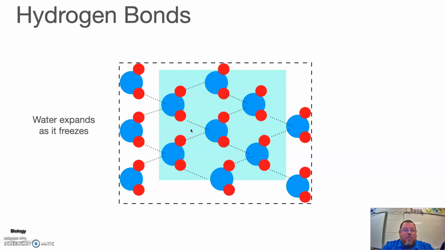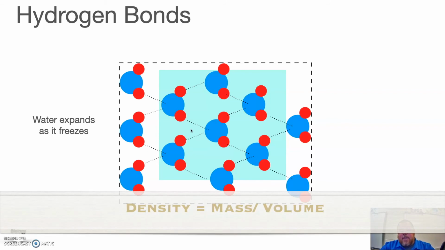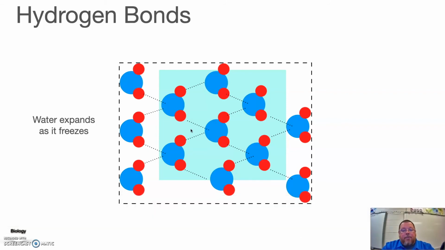So what happens when water expands and freezes is it takes up more space, meaning it becomes less dense. And this is the reason why frozen water, ice, will float on liquid water. It's kind of odd. Most other things are going to become more dense as they freeze.